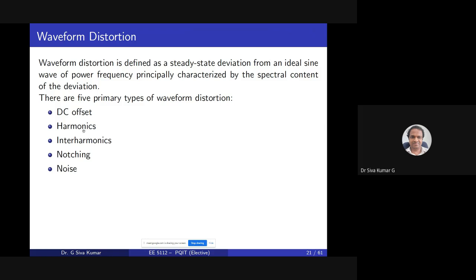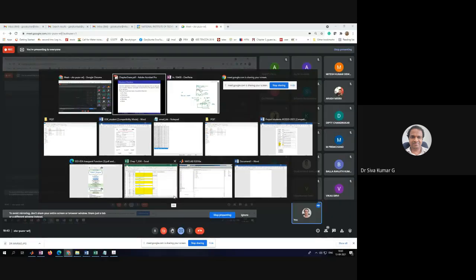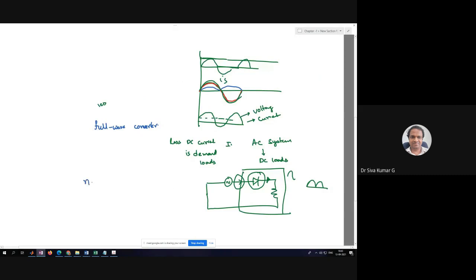The harmonics, as you all know, are created by power electronic devices. The harmonics are integer multiples of the fundamental frequency. These harmonics exist majorly because of nonlinear loads.